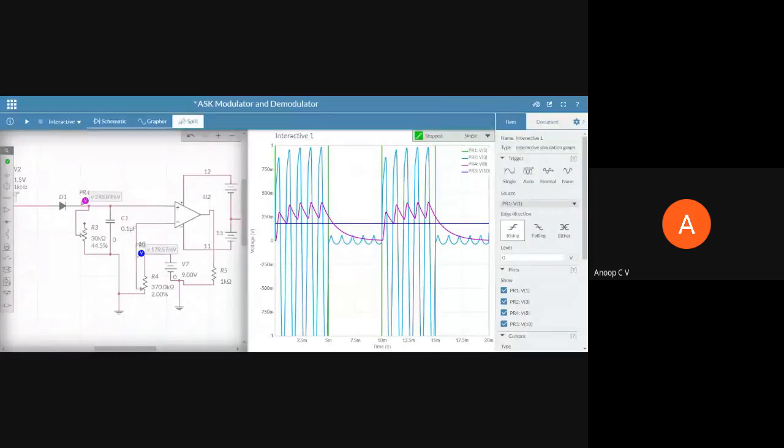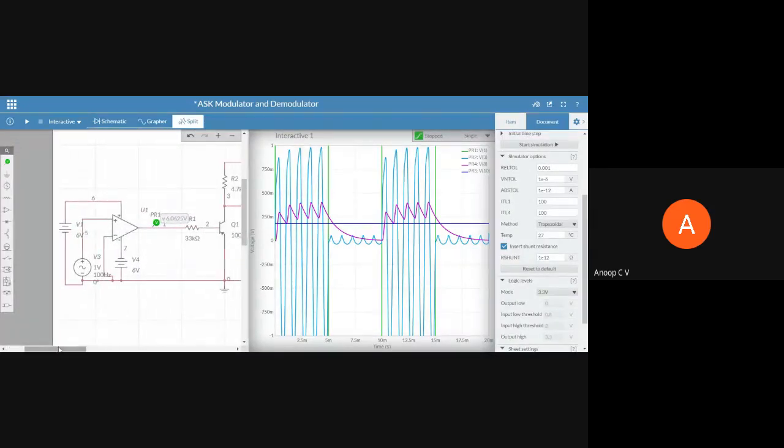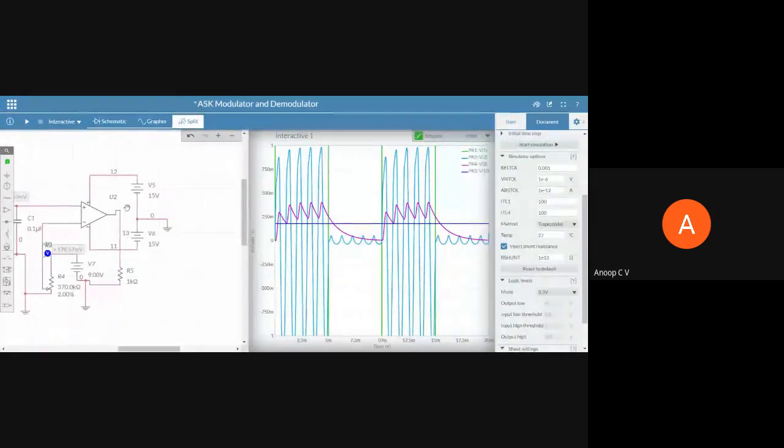And we are least bothered about the output levels, the plus VSAT and minus VSAT. In this case, it will be say plus 15 to minus 15. So will it create any problem to the detector? Will it create any problem to the detector? If you can type in. Whether my question is clear?